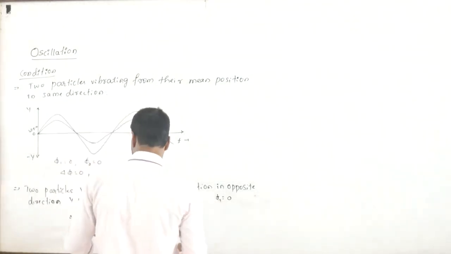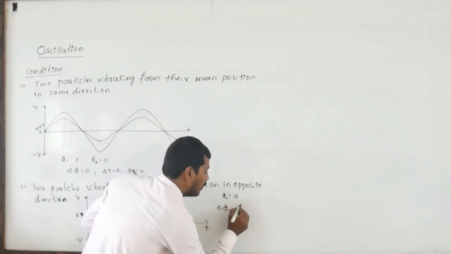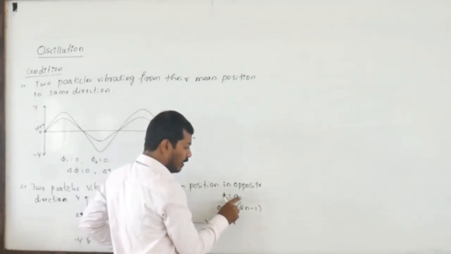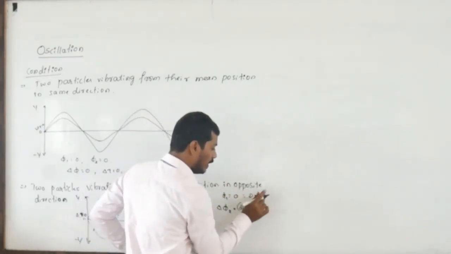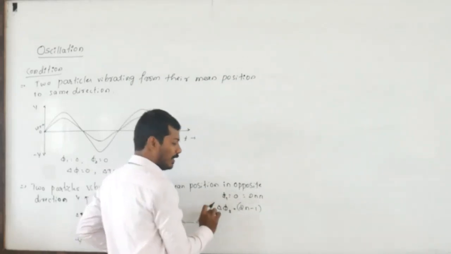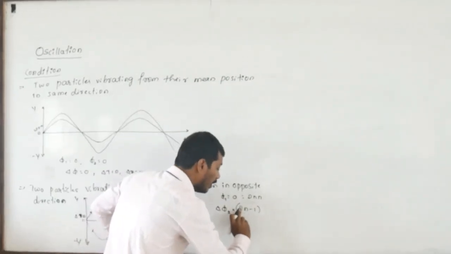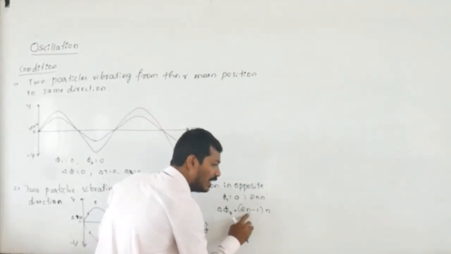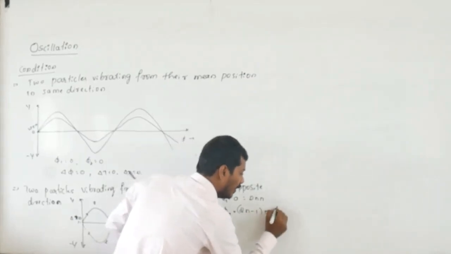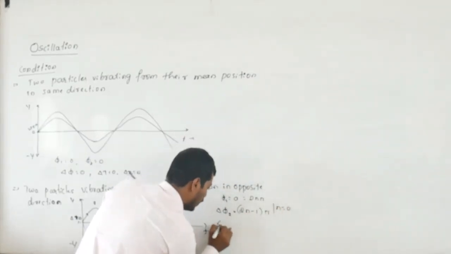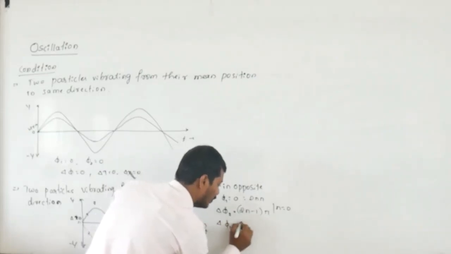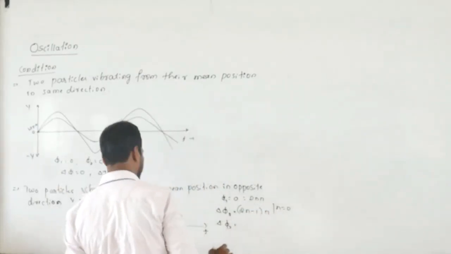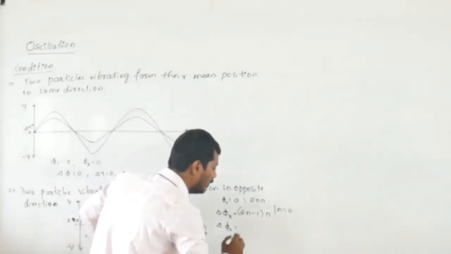Next one is in opposite phase. The opposite phase form is (2n minus 1) pi. In the same phase, 2n pi with n equal to 0 becomes 0. But here (2n minus 1) pi is there in the opposite phase. Consider here n equal to 0. Then delta phi 2 with n equal to 0 becomes 1, and it is minus 1 because of the opposite phase. It becomes minus 1, that is the opposite phase.